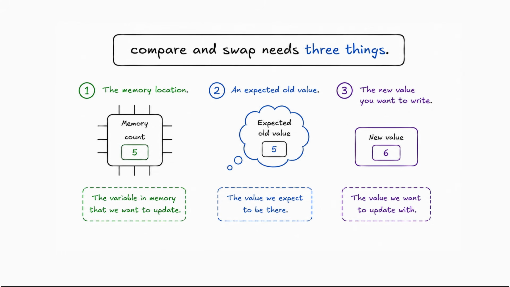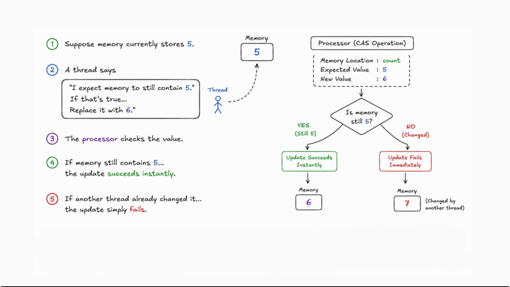Compare and swap needs three things: the memory location, an expected old value, and the new value you want to write. Suppose memory currently stores 5. A thread says I expect memory to still contain 5. If that's true, replace it with 6. The processor checks the value. If memory still contains 5, the update succeeds instantly. If another thread already changed it, the update simply fails.